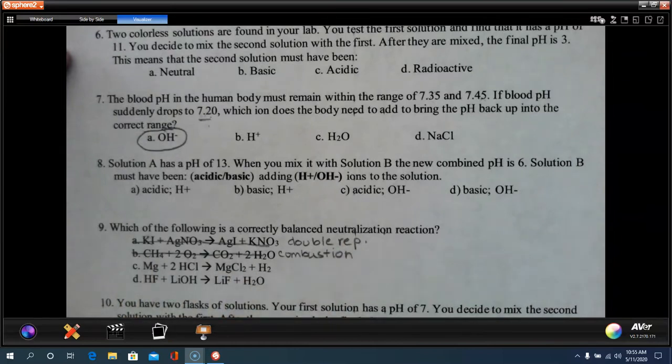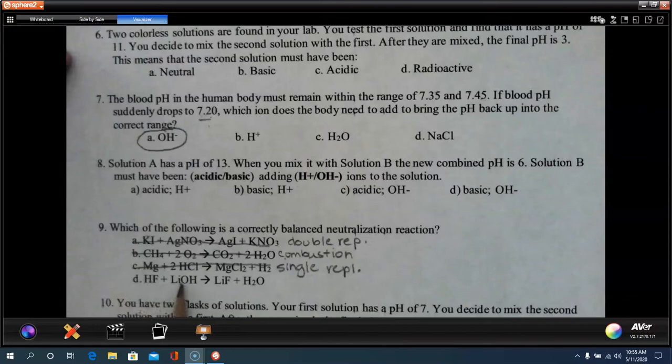We're looking for that neutralization, the acid base. Magnesium plus hydrochloric acid makes magnesium chloride and hydrogen gas. Okay, this is not an acid base. This is an acid, yes, but that is not a base. This, what kind of reaction? This is a single replacement. Okay, so it can't be it either.